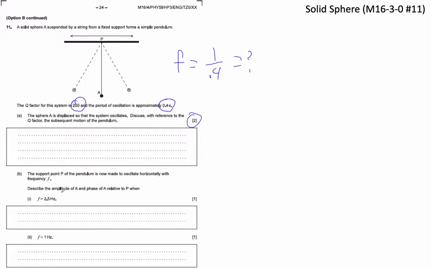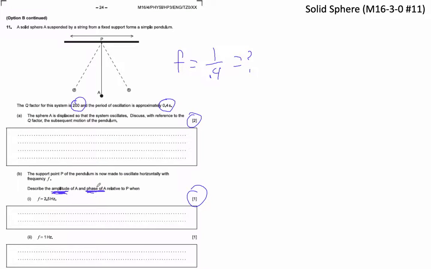So talk about the amplitude. If you drive it at the resonant frequency, what happens to the amplitude? And then talk about the phase of a resonant system. If you drive it at its resonant frequency, the system oscillates, and this is the one that's like 90 degrees, right? So look at that. We took notes on that. We talked about that.